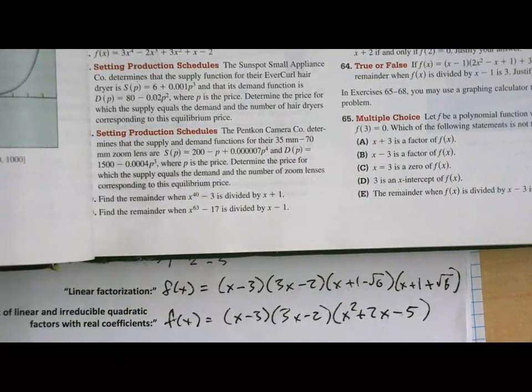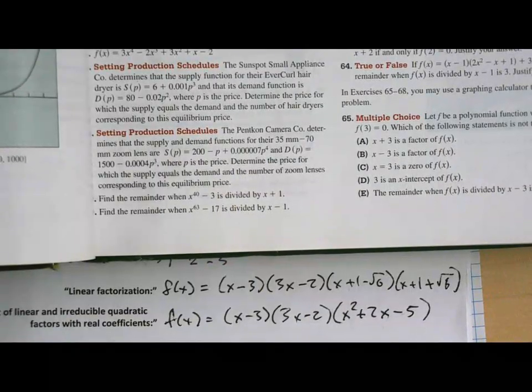I'm curious what that was. Oh, it's practice with completing the square. Yeah, that's not that big a deal, I don't think.